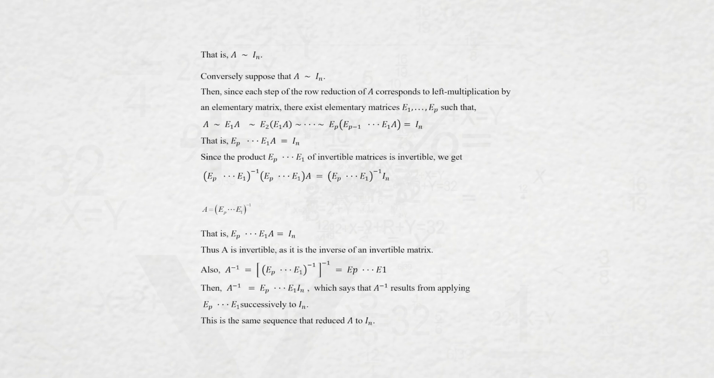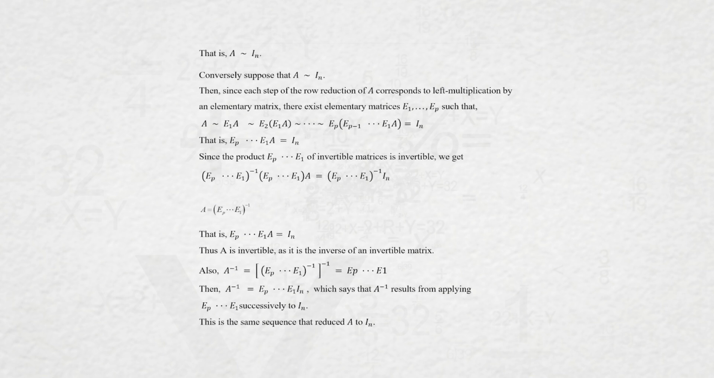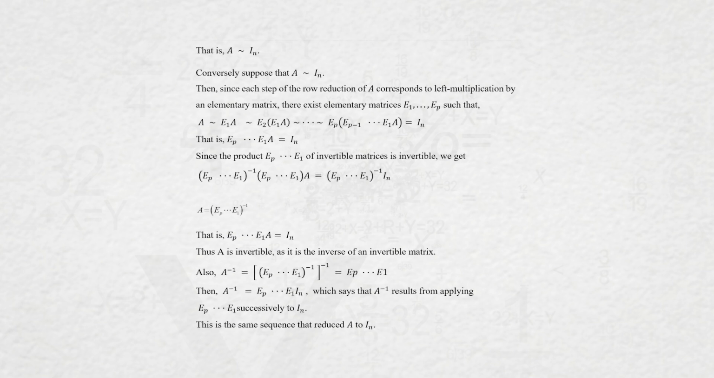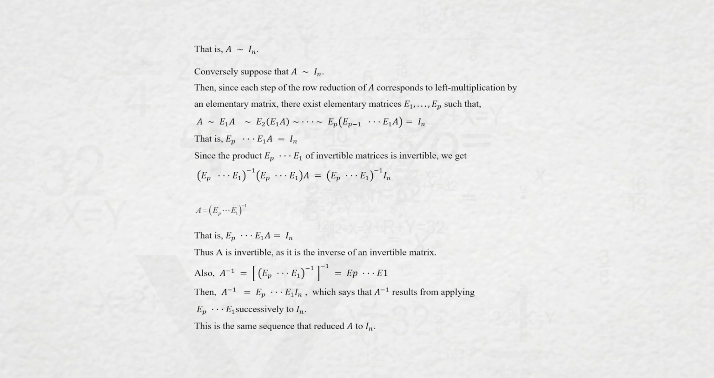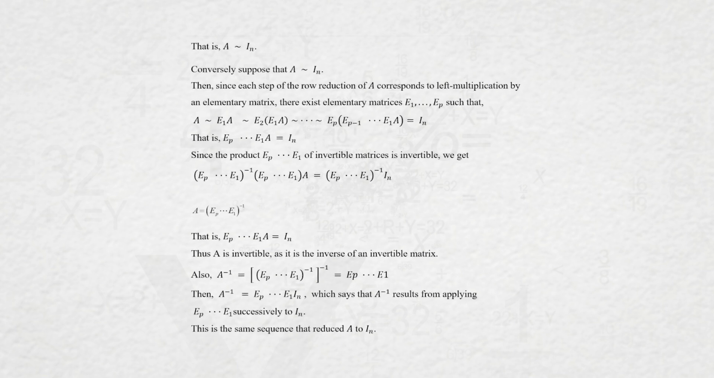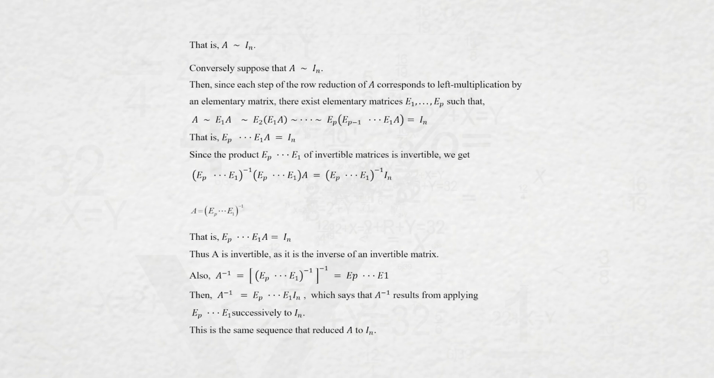then since each step of the row reduction of A corresponds to left multiplication by an elementary matrix, there exist elementary matrices E1, E2, and so on up to Ep, such that A is row equivalent to E1A, which is row equivalent to E2E1A, and so on up to EpEp minus 1 up to E1A, which is equal to I_n. That is, Ep times Ep minus 1 and so on up to E1A is equal to I_n.